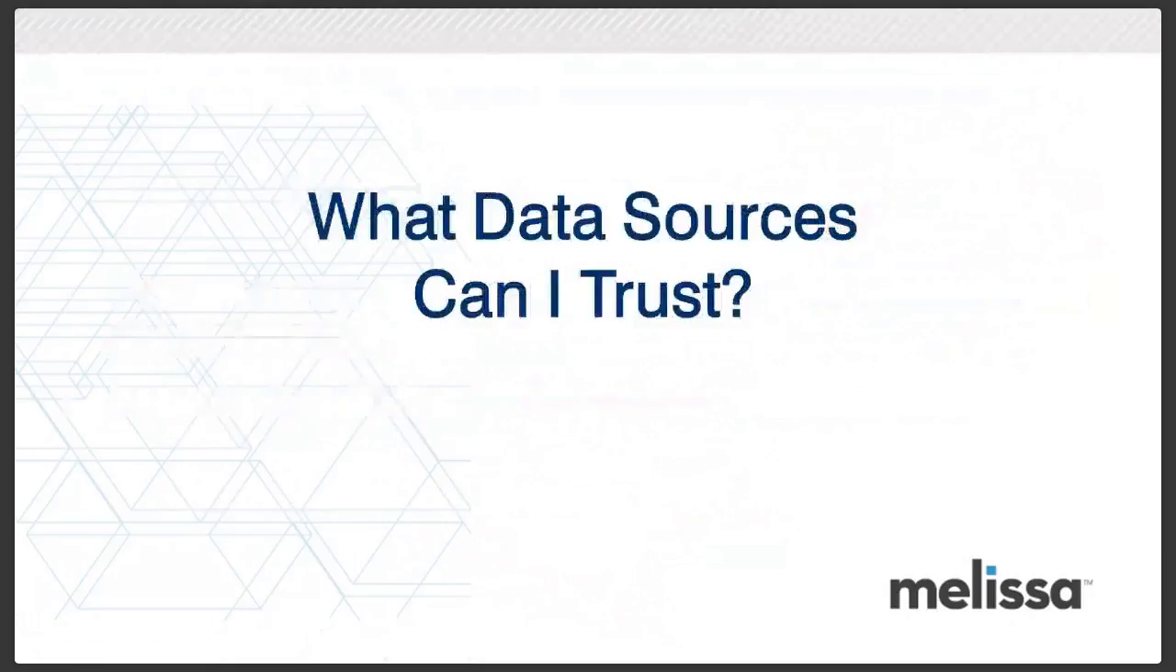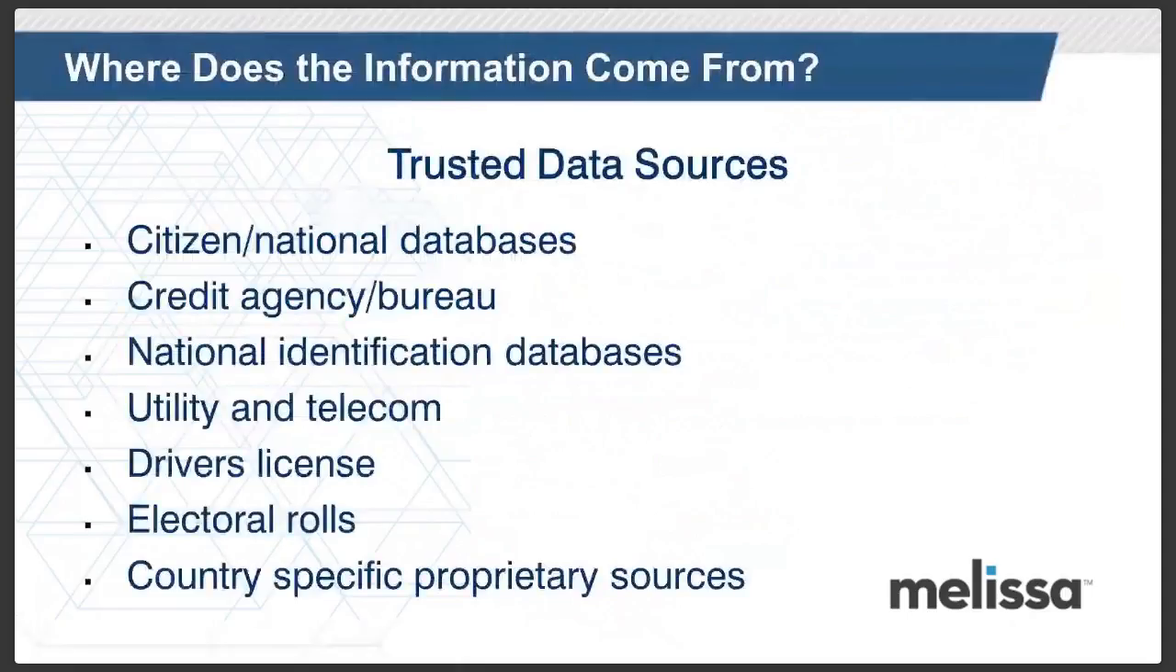So for electronic ID verification, what type of data sources can we trust? We work with in-country data providers and data sources. Up here on the slide, we're seeing a list of the types of data sources we use. You can see we have citizen national databases, credit agency data, national ID databases, data from utility and telco companies, driver licenses, electoral rolls, and country-specific proprietary sources.